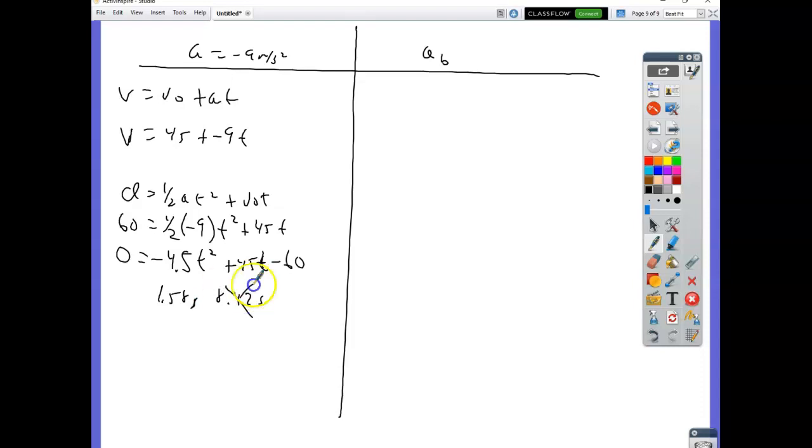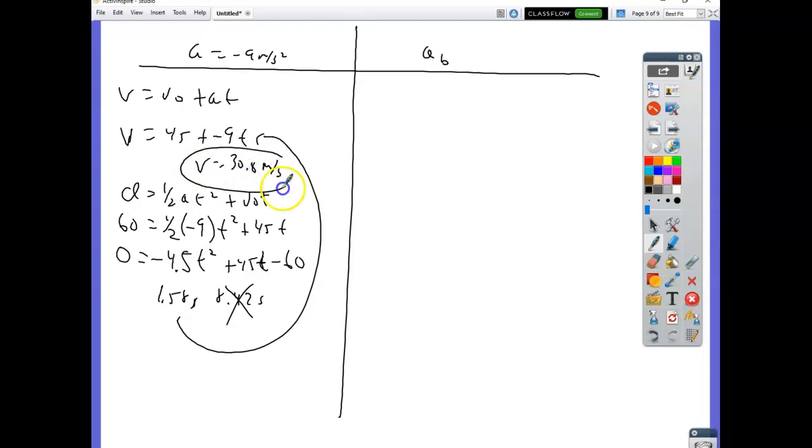Now I got 1.58 seconds. I'm not sure why I want that. So you can plug it in. Plug it in here for the final velocity here. I can do that. So 45 minus 9 times 1.58. I get that the car is now going 30.8 meters per second at the end when it strikes the barrier.